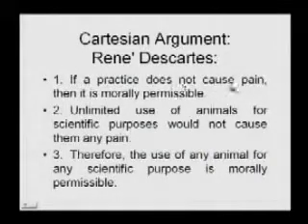If a practice does not cause pain, then it is morally permissible. Unlimited use of animals for scientific purposes would not cause them any pain. Therefore, the concluding statements: the syllogism is premise 1, premise 2, and conclusion. So therefore, the use of any animal for any scientific purpose is morally permissible.